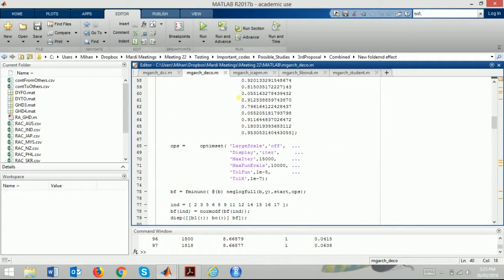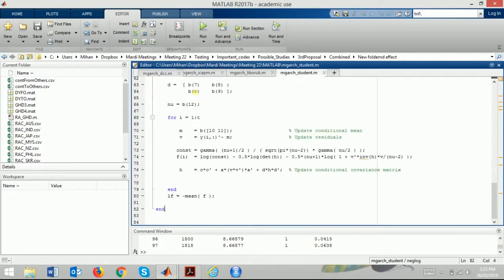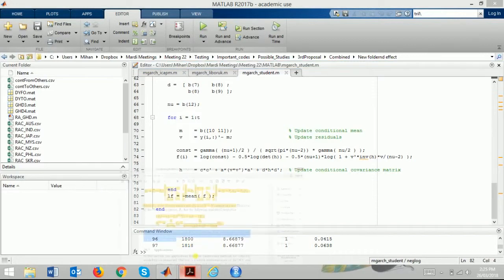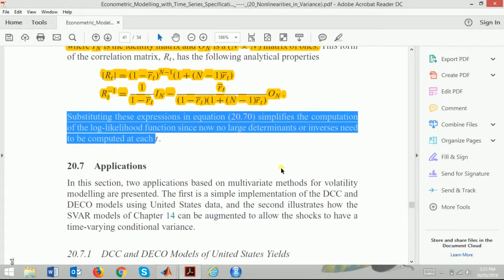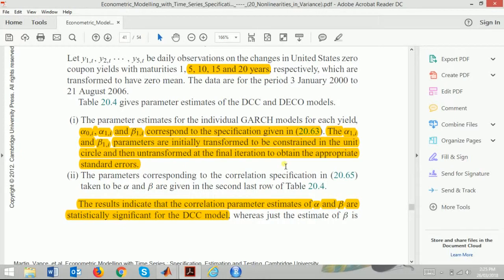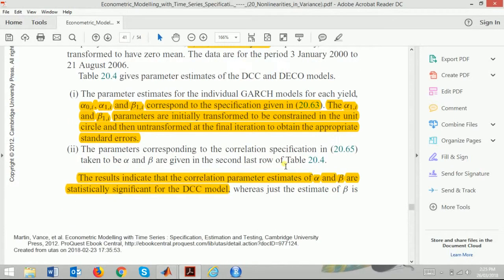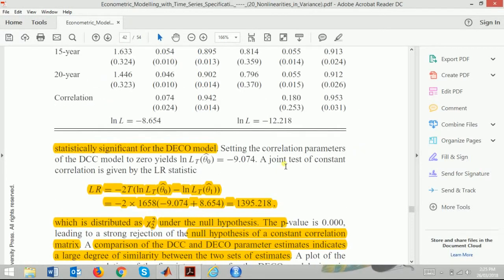So we are done with DECO and DCC. There's quite a bit of memorization. We need to memorize a few things. Now comes the application of DCC and DECO. We have seen the applications and they are quite a treat.